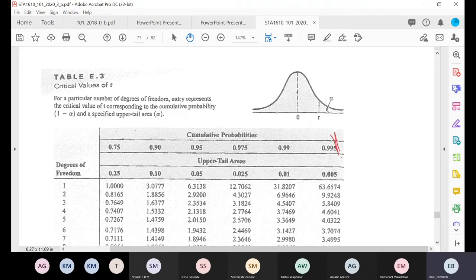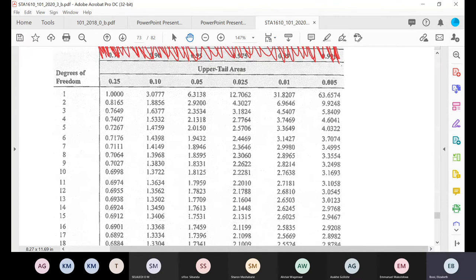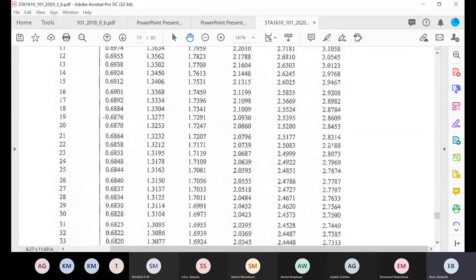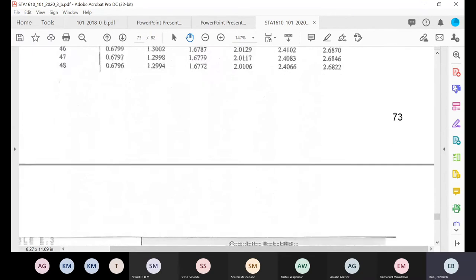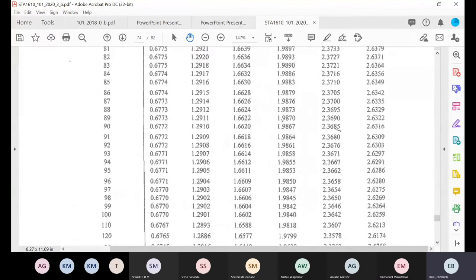When you use this table, you can ignore the top part where it says cumulative probabilities. That top part we will never use. If you look at the table, you will see that your degrees of freedom are on the left, and the table goes over multiple pages as well.